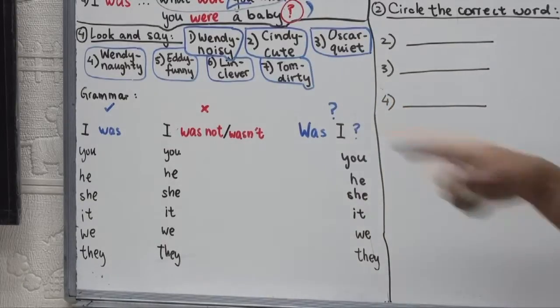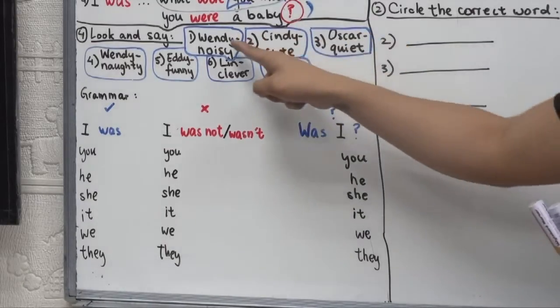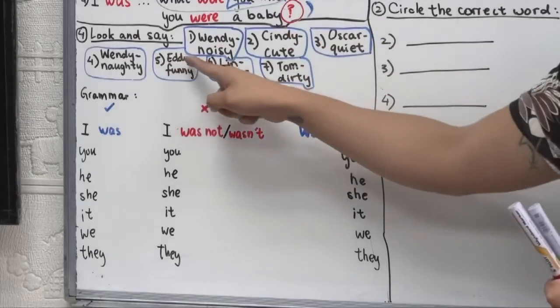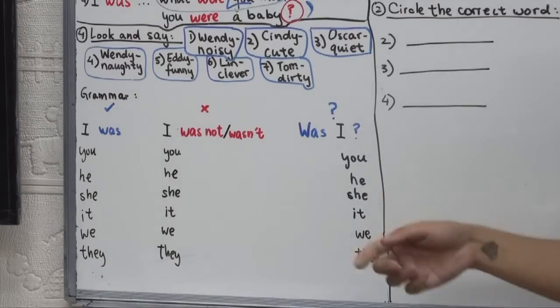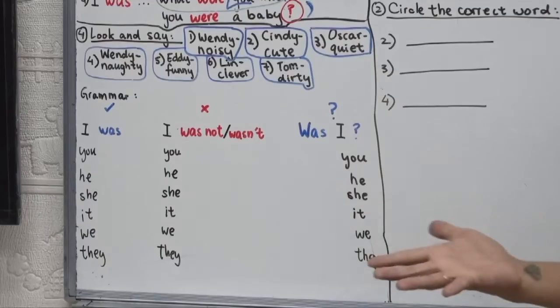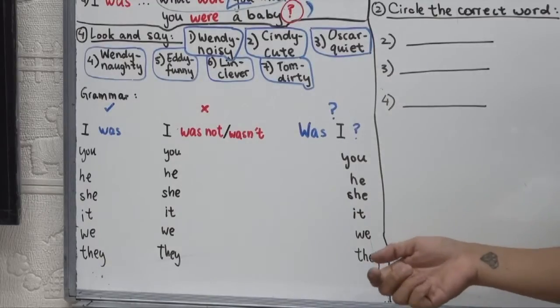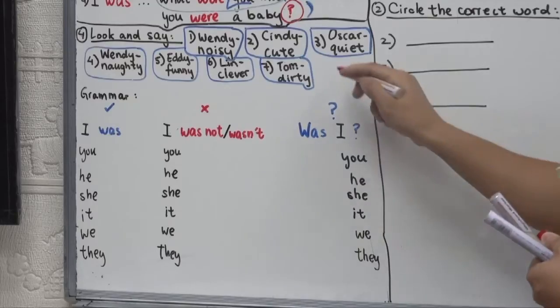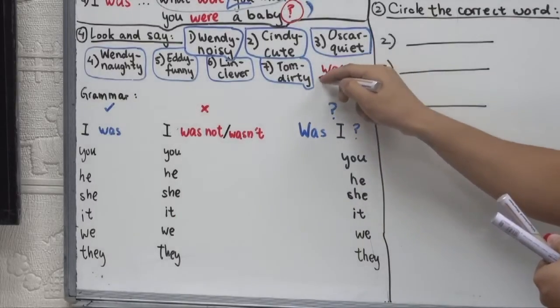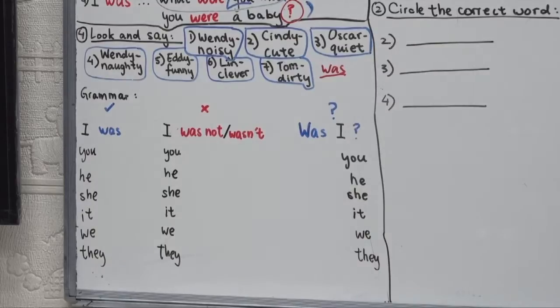So all of them are only one person, right? Wendy, Cindy, Oscar, Wendy, Eddie, Lynn, Tommy. Only one person in one box. So one person in one box means either he, she, or it, right? Or I. He, she, it, or I. That means we only need to use what? We need to use was, okay? Because only one person.